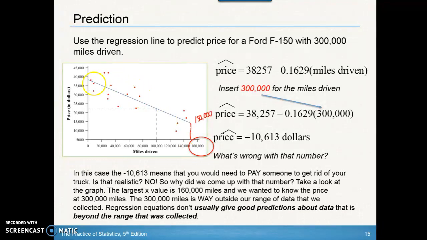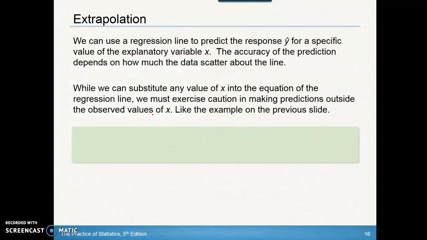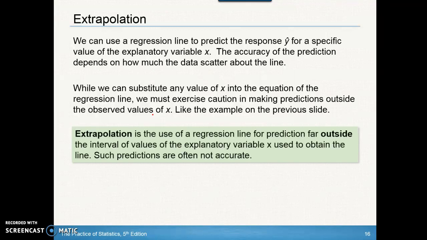Most of the predictions that are accurate are going to be within the x values that we have collected. Maybe a little bit outside, one or two, but not a significant amount. We just talked about the fact that that's called extrapolation. So we can use a regression line to predict the response variable y based on the explanatory variable. The accuracy of the prediction depends on how much of the data is on the line. You can substitute any value of x into the equation and make a predicted y value like we did on the previous slide, but it doesn't always make sense. So you have to be aware of extrapolation.